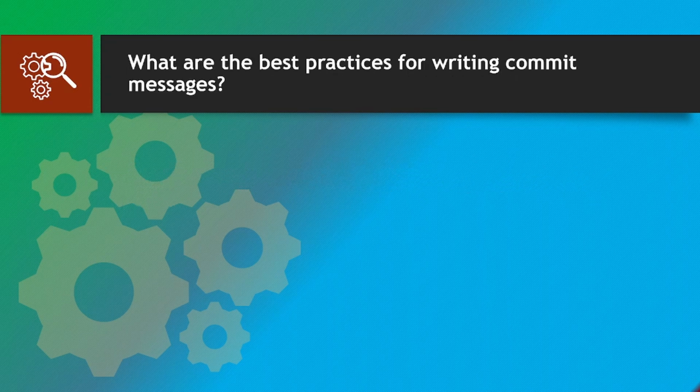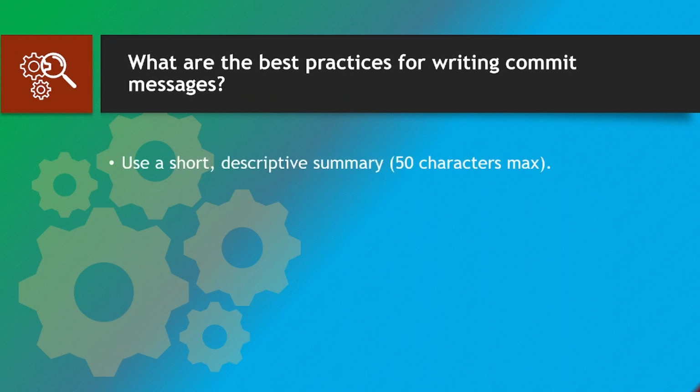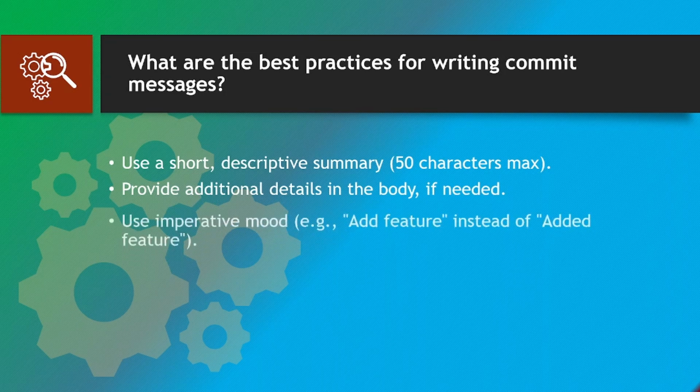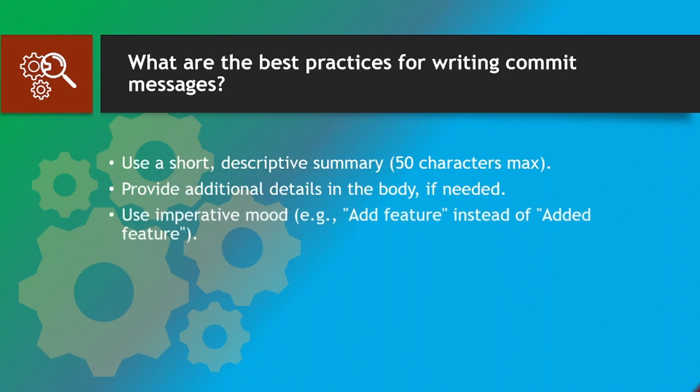Next, what are the best practices for writing commit messages? Use a short descriptive summary, 50 characters max. The limitation is you cannot go beyond 50. Provide additional details in the body if needed. Use imperative mood. Example, add feature instead of added feature.